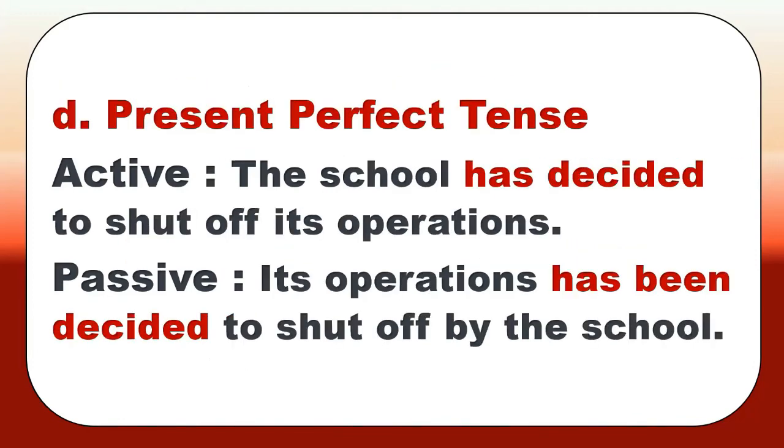Letter D, present perfect tense. Active voice: The school has decided to shut off its operations. Has decided is in present perfect tense. Passive voice: Its operations has been decided to shut off by the school. Has been decided is in present perfect tense.